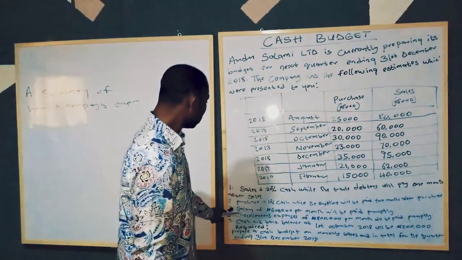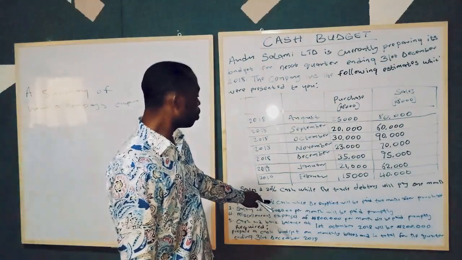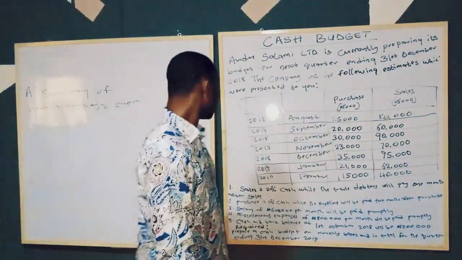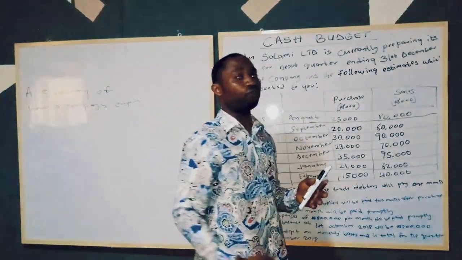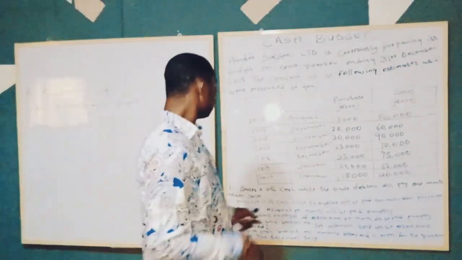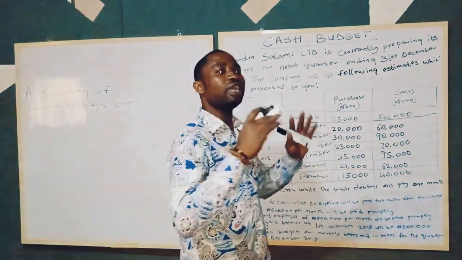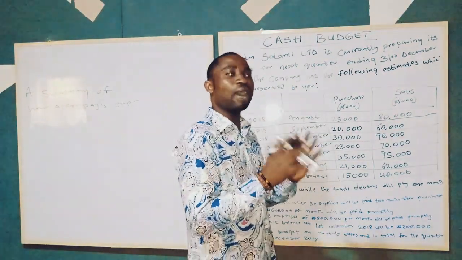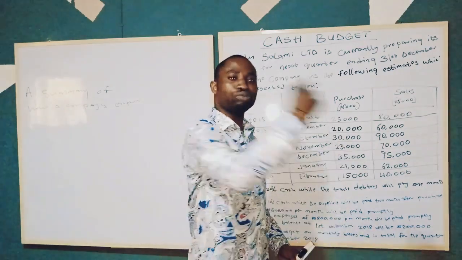Then number three says that purchase is 10% cash, while the suppliers will be paid 2 months after purchase. That is, when the company purchases goods from their suppliers, they will pay 10% of that amount instantly. Then the remaining 90% will be paid 2 months after the purchase.